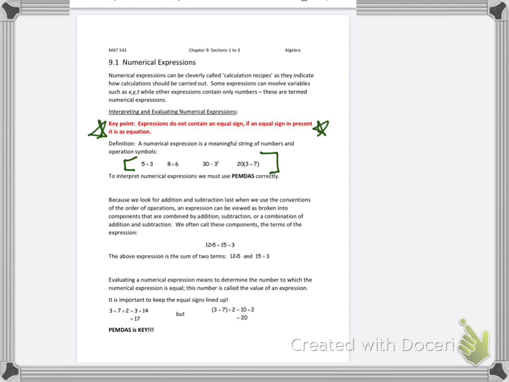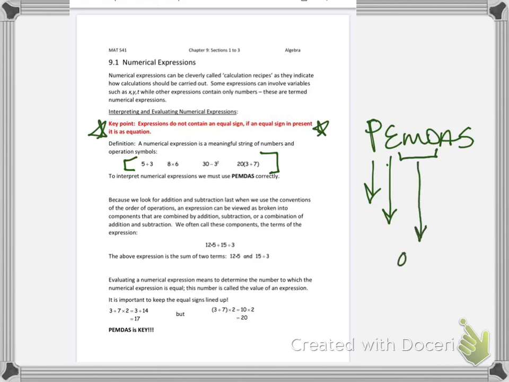Okay, when you try to evaluate or interpret numerical expressions, you have to use PEMDAS correctly. So what exactly is PEMDAS? PEMDAS says that we do parentheses first, we do exponents next, we do multiplication and division in the order that they come. So if division comes first, do division first. If multiplication comes first, do multiplication first.